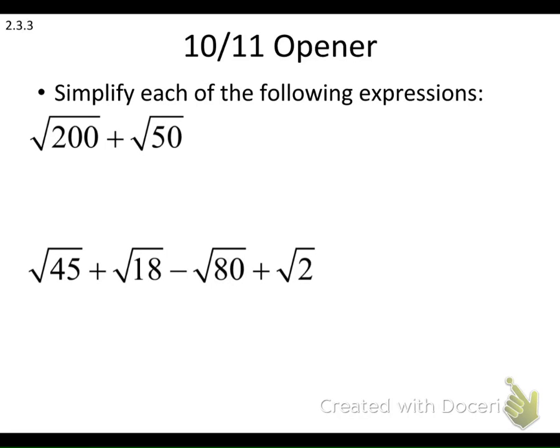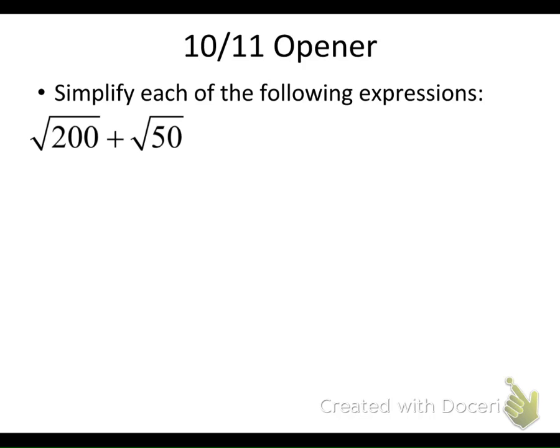So we're doing yesterday's opener today along with today's opener. So this is the 10-11 opener from Wednesday. This is based off adding square roots or subtracting square roots. So for the first one, we have the square root of 200 plus the square root of 50.